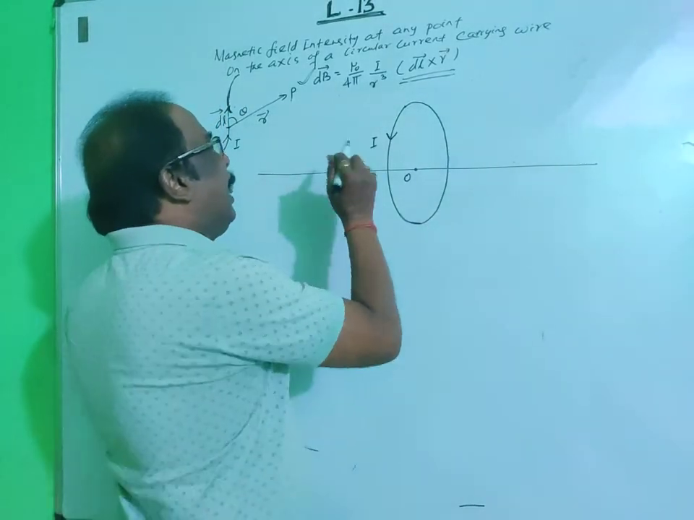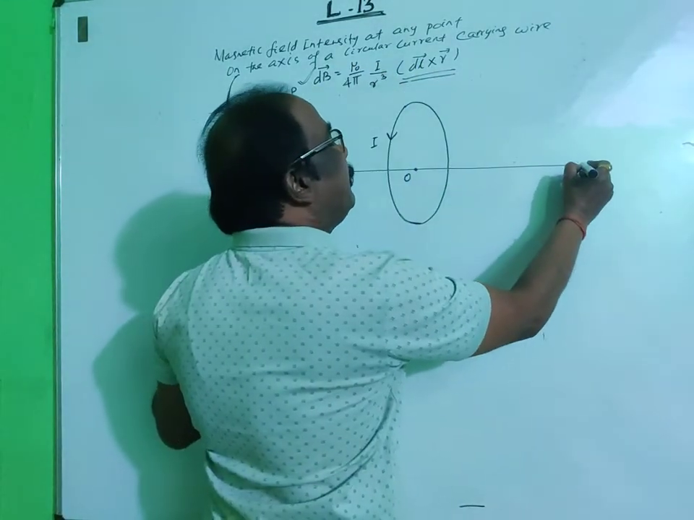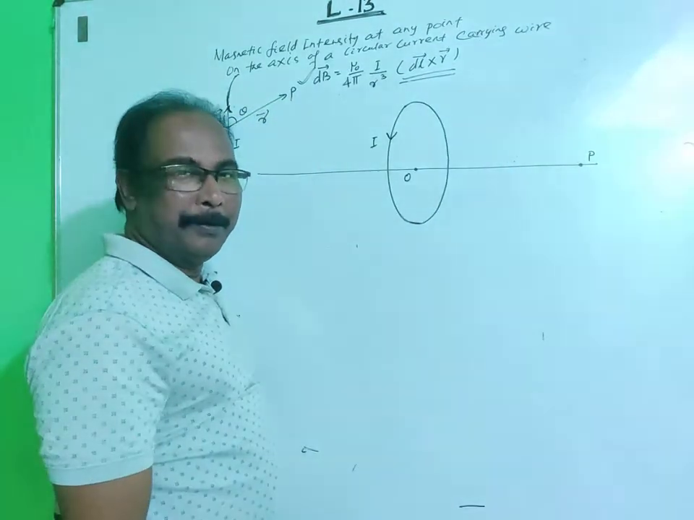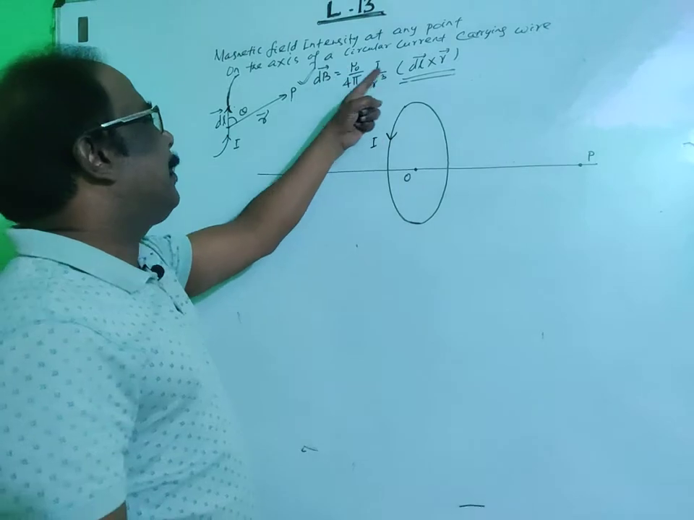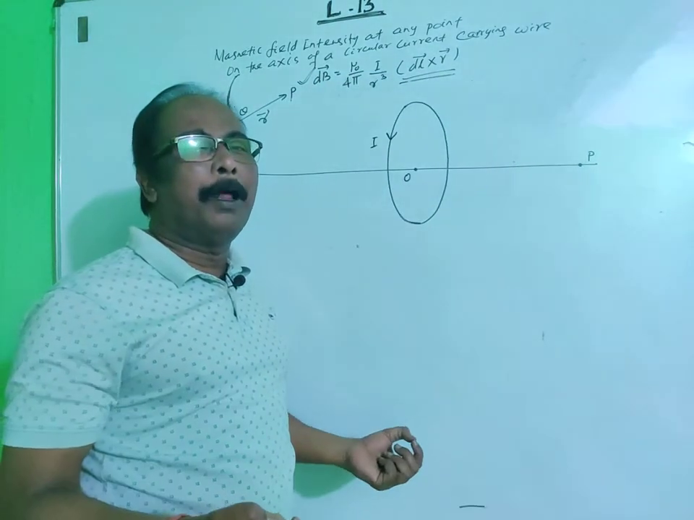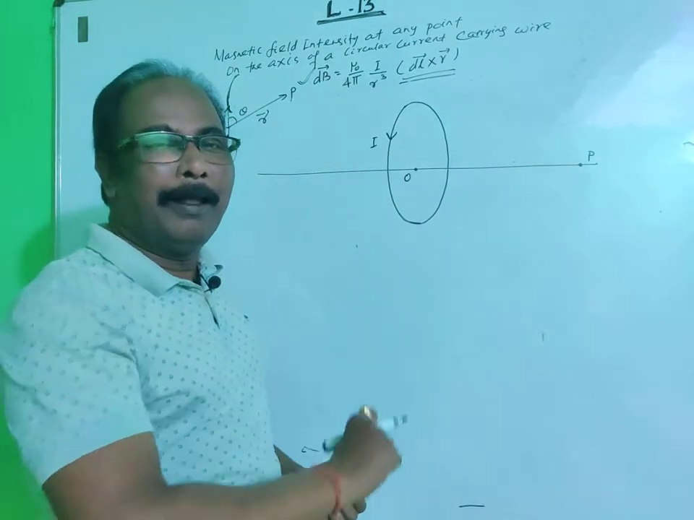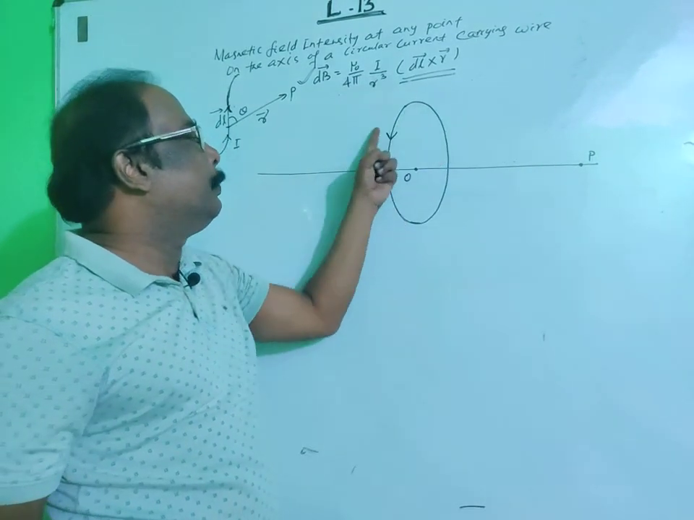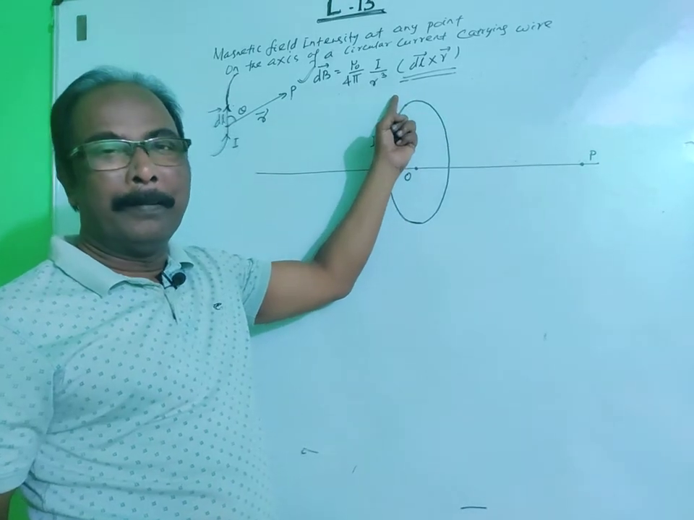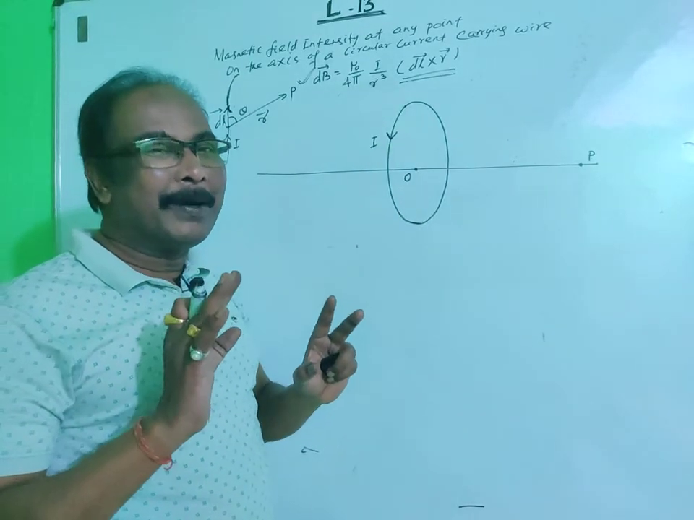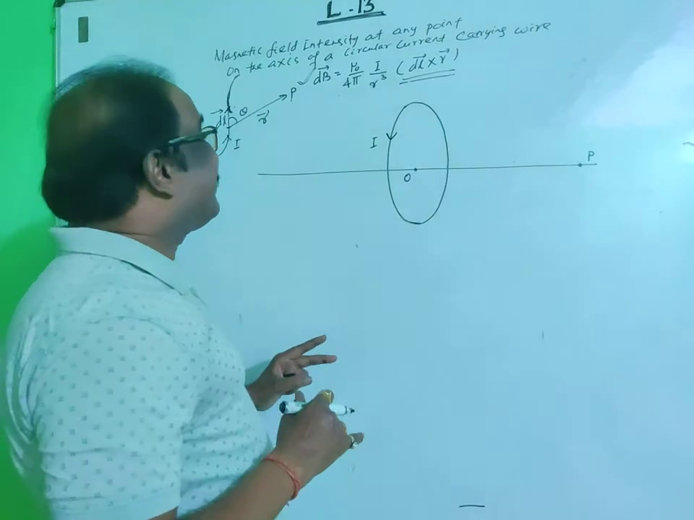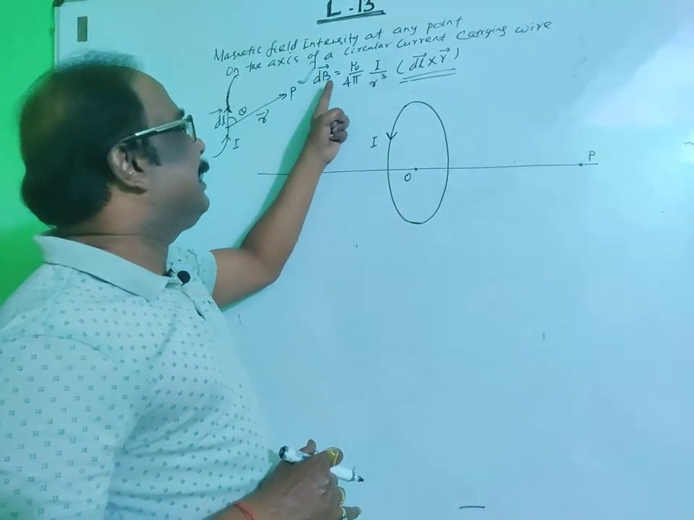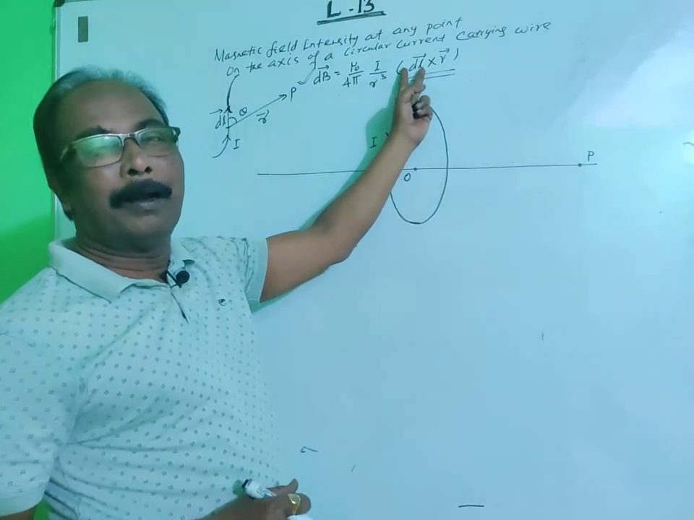We have to find the magnetic field at any point on the axis. Let's consider this is point P on the axis. Biot-Savart law gives an empirical formula for the magnetic field due to an elemental length of conductor. We can't find the magnetic field at point P due to the whole circular coil directly, but we can determine the total magnetic field. First we have to get dB, the magnetic field due to an elemental length of conductor.